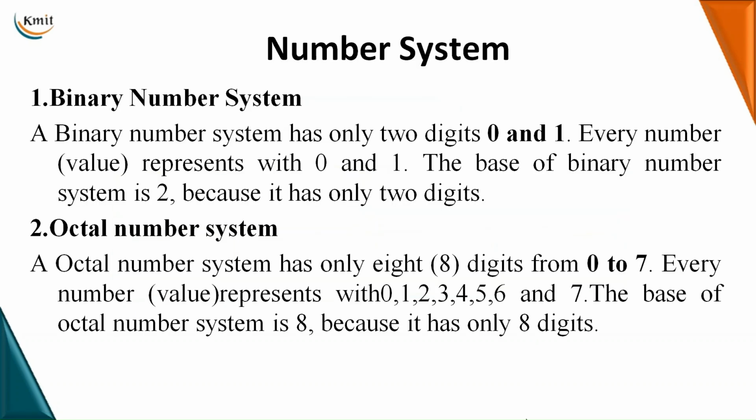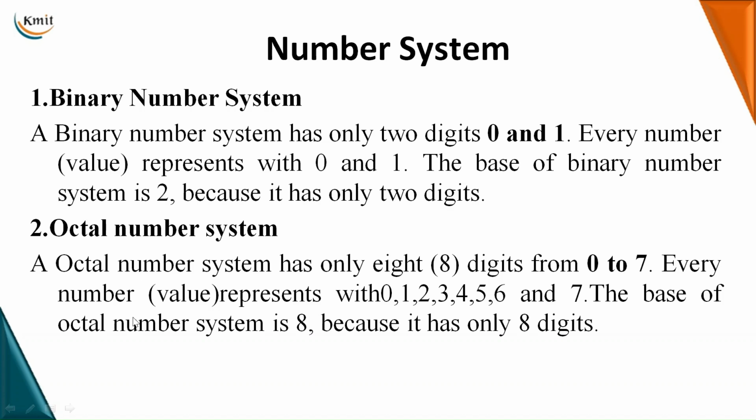The first type of number system is the binary number system. As we know, binary means zeros and ones. This number system has only two digits, 0 and 1, and whatever number you want to represent in the binary number system, you have to represent it only with zeros and ones. The base of the binary number system is 2, because it deals with only two digits, zeros and ones.